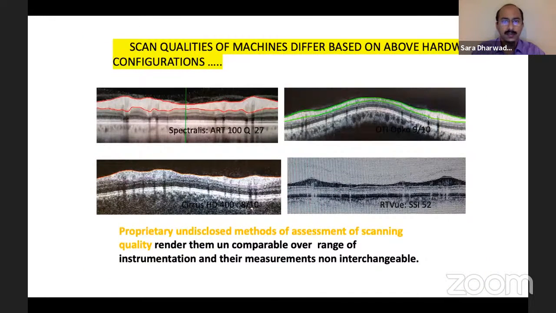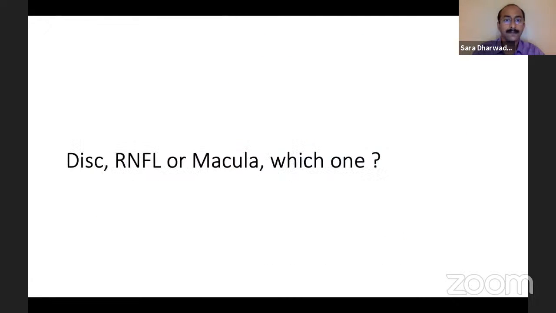Scan qualities of machines, the kind of data that they give out, as well as the quality of the images, all differ vastly across the board. And before making a judicious choice of the machine to use, you should be well aware of all these faculties and then make the right choice to use for glaucoma assessment.